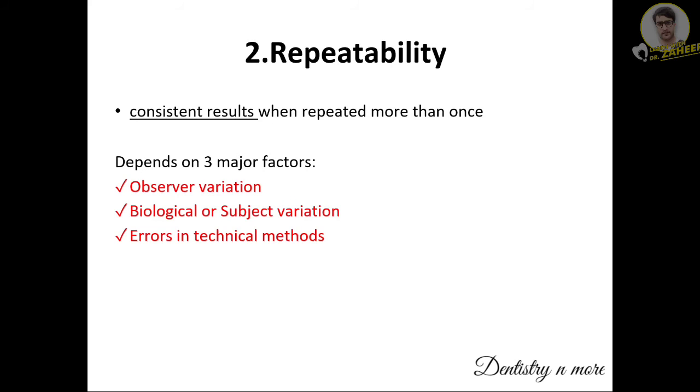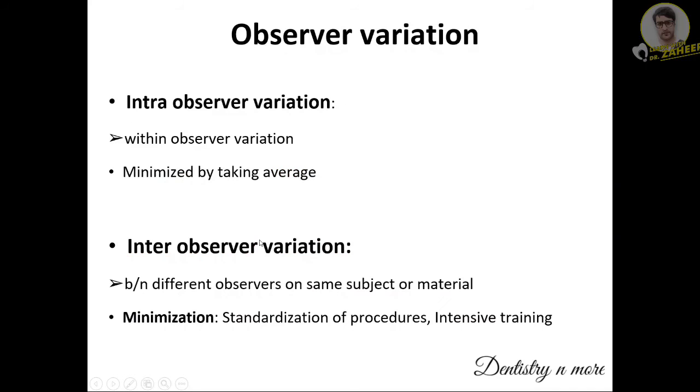Repeatability is the reproducibility or the consistency. The test should give consistent results when repeated more than once. So there are three factors which are involved in repeatability. The first one is observer variation, then subject variation and technical errors. In observer variation, we have two things, that is intra-observer and inter-observer.